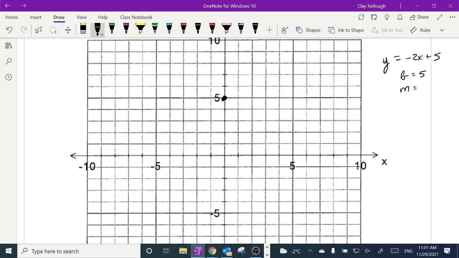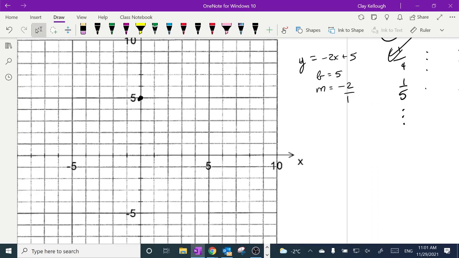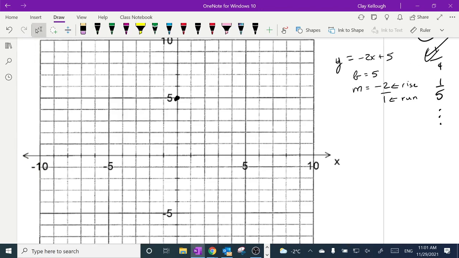The negative 2, I think of as a fraction. I think of it as negative 2 over 1. And I think of those two numbers as my rise and my run. Remember that from grade 10 and grade 9? Rise over run. So from this 5, rise negative 2, which means go down 2. And then run positive 1. Which way is positive when you're going back and forth? To the right. So down 2 and over 1 is the next point.